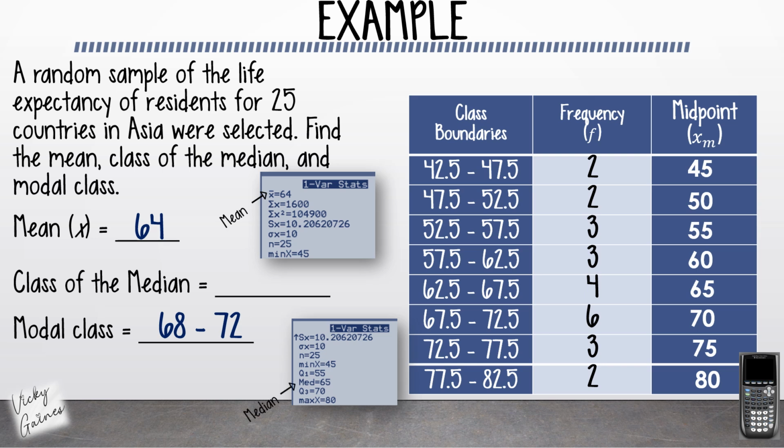And that is just the class of the median that we want. The midpoint, those are the only values that we put in the graphing calculator. So we don't know all the exact data values in here. We just know how many are in each group. So 65 is in the class with the boundaries, 62.5 up to but not including 67.5. So to find the class of the median, you go up 0.5 from the bottom, down 0.5 from the top, and that's 63 to 67.